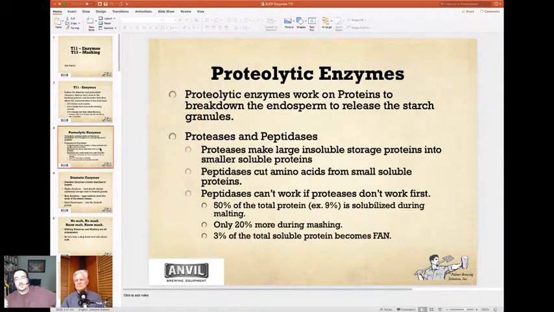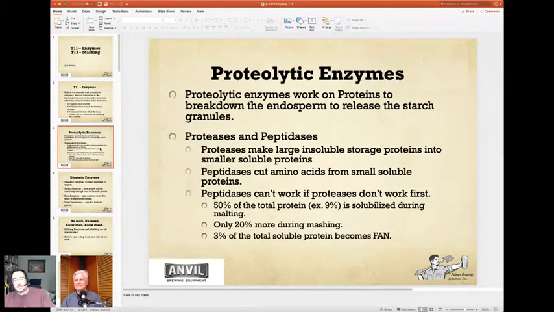So your proteolytic enzymes work on the proteins. They work to break down the endosperm of the barley and release the starch granules. The starch granules are what the diastatic enzymes work on. Now we have two classes of proteolytic enzymes. We have the proteases and the peptidases. Proteases mainly make the large insoluble storage proteins into smaller soluble proteins. Large insoluble to smaller soluble.